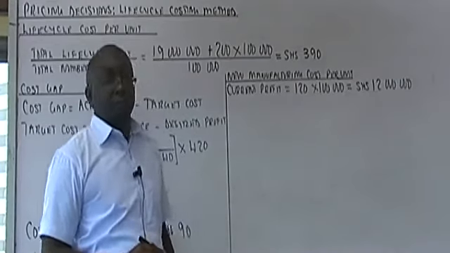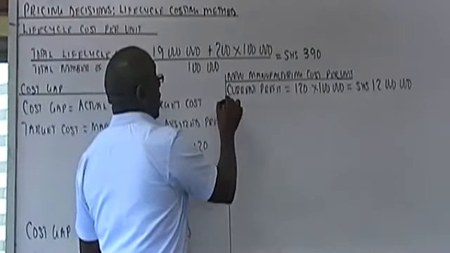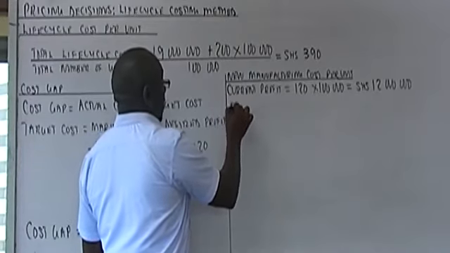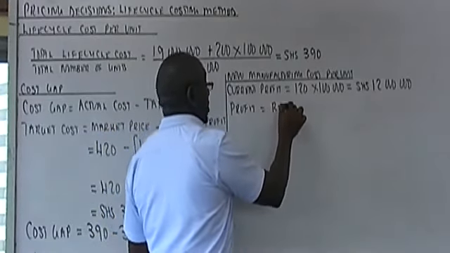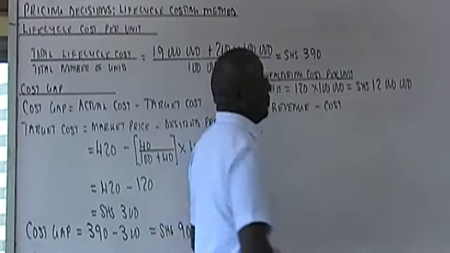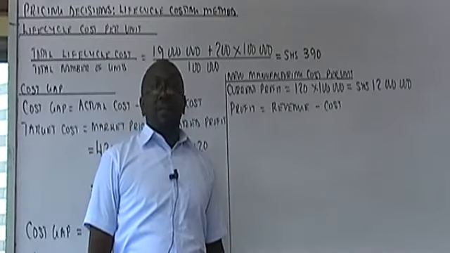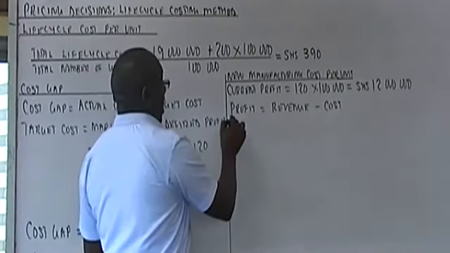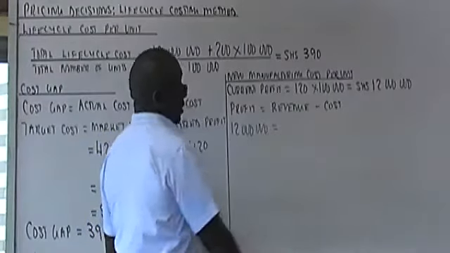Making a profit of 12 million. So we will then proceed and say, we know that if we want profit, we must have revenue minus costs. So we are already in the know that our profit is 12 million.